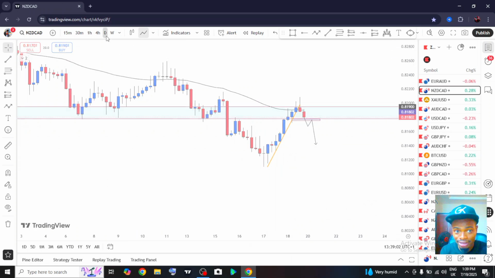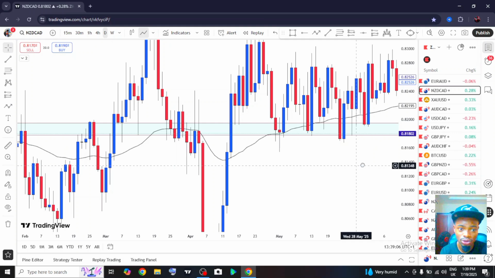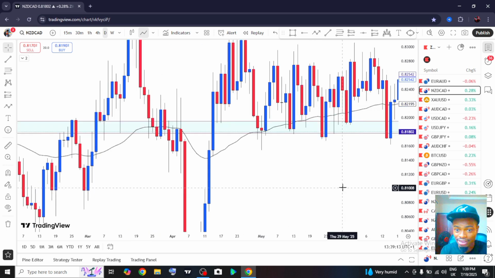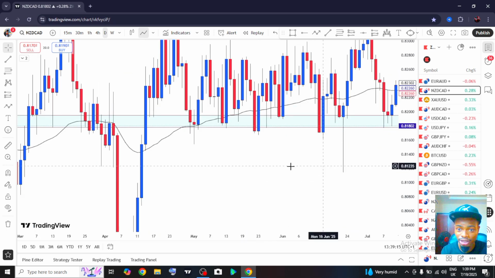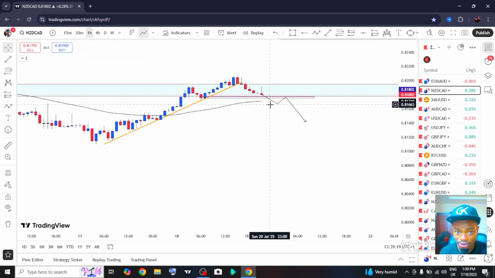But I'm more confident in selling this market mostly because the daily time frame has a lot more rejections, even going over to January 2025. So since this year, price has struggled to really break this area, right? So I'll still be interested in selling, but this is how I'm going to play out this trade.